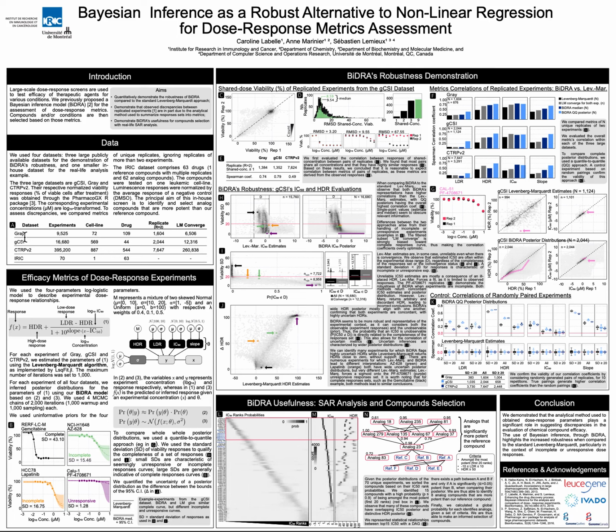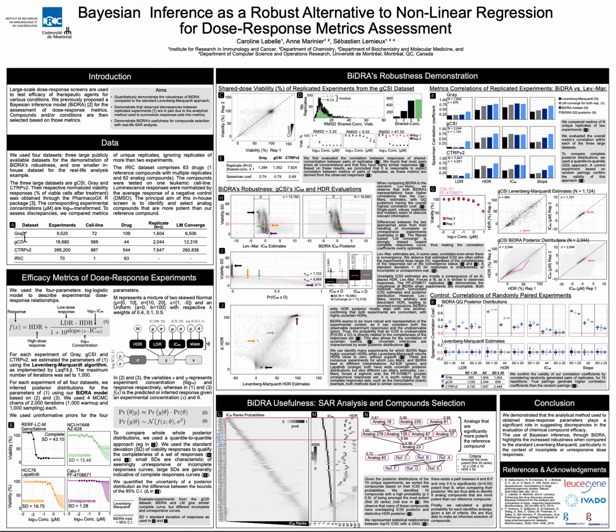The IRIC dataset comprises 63 drugs, 1 reference compound with multiple replicates, and 62 analog compounds. The compounds were tested on 1 leukemic cell line, and the principal aim of this in-house screen is to identify and select analog compounds that are more potent than our reference compound.